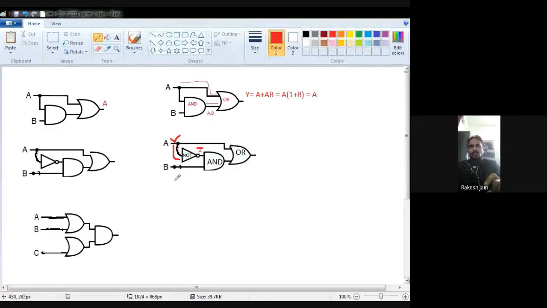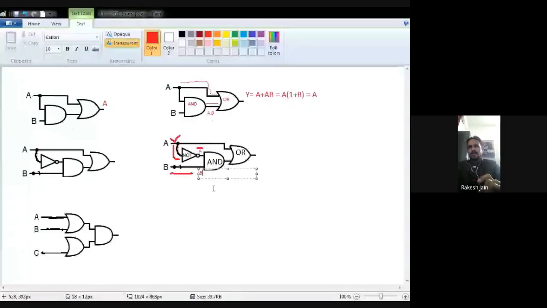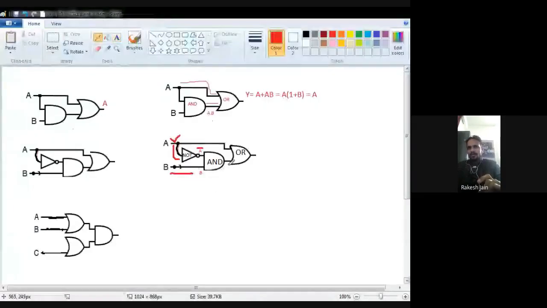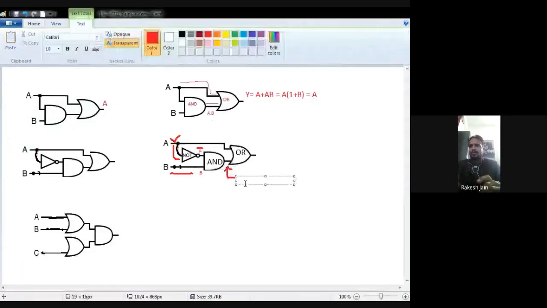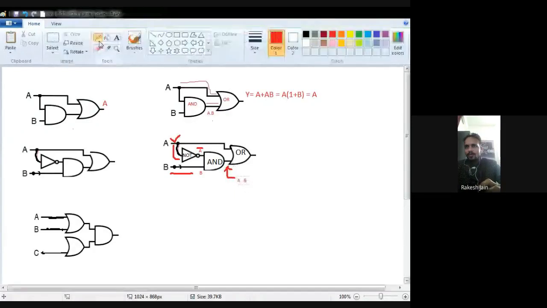Now what is the second input? The second input is B. So what is the output of this AND gate? The output of this AND gate is A bar dot B. And this input A is directly applied to this OR gate.